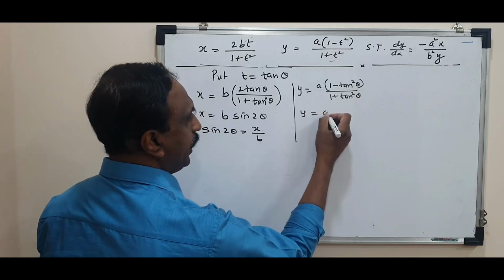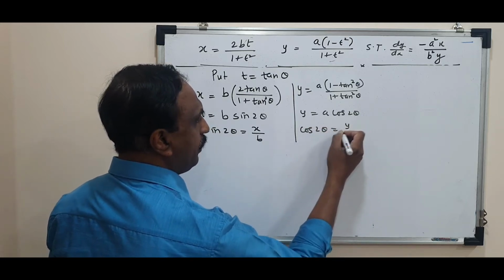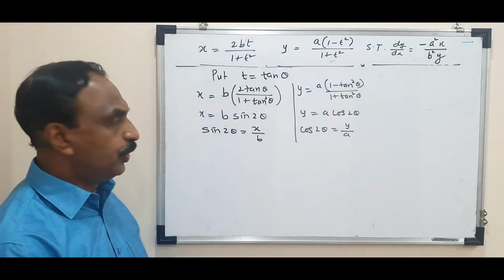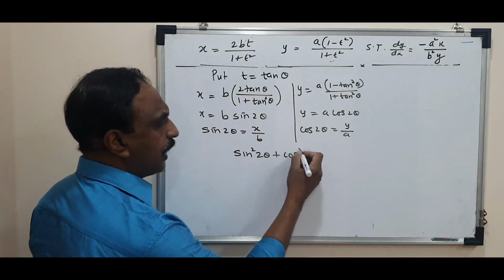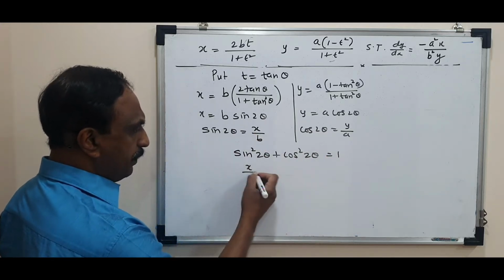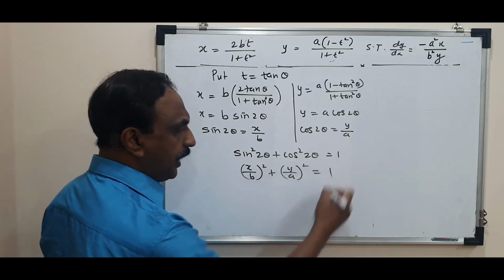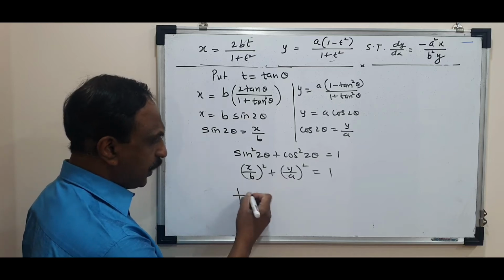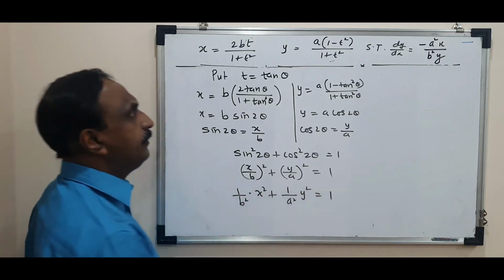So y is equal to a into cos 2 theta. So cos 2 theta is y by a. Now to eliminate theta, as you know what to do, sin square 2 theta plus cos square 2 theta is 1. So replace it. (x by b) the whole square plus (y by a) the whole square is 1. Now for the purpose of differentiation, 1 by b square into x square plus 1 by a square into y square is equal to 1.